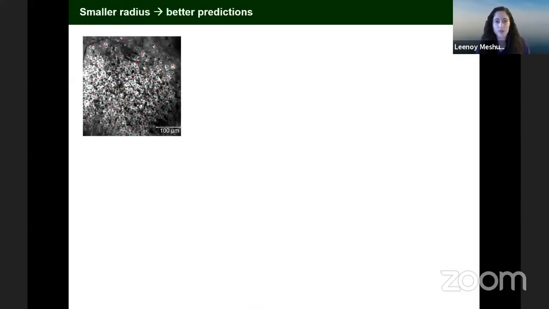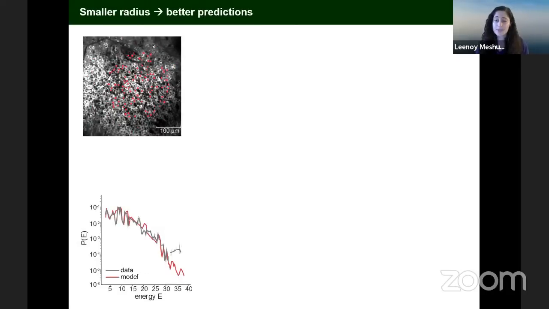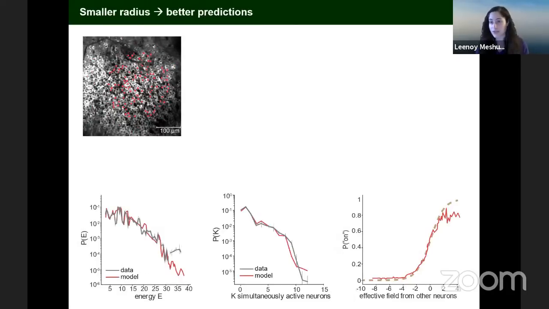So let's now take a group of neurons at a smaller spatial scale, from a smaller radius, and plot the same predictions. So I'm showing you, again, three examples of the same predictions out of the many that we have. And you can immediately see that things have gotten somewhat tighter. We are now at a point where most things are within experimental error bars, definitely on the left. On the right, with the effective field prediction, it's still a little off, but for the majority of the data, it's on.